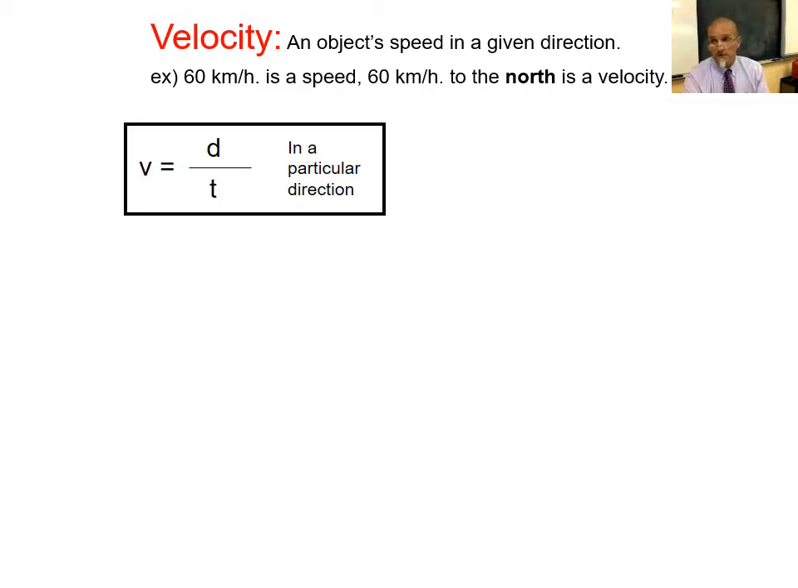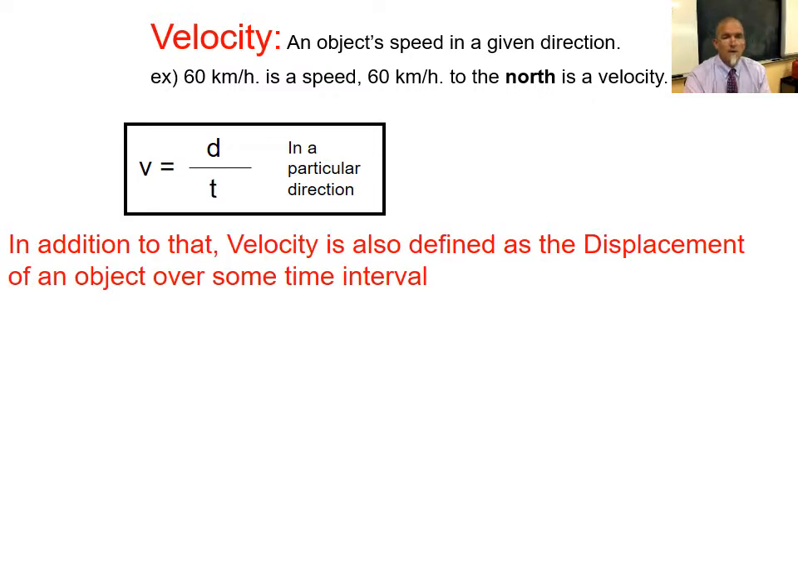So in terms of an equation, here could be an equation for velocity. The equation looks very much the same, distance divided by time, or d over t. We put a v here, of course, for velocity instead of speed, and then the distinction in a particular or in a given direction. Velocity is distance divided by time in some direction.